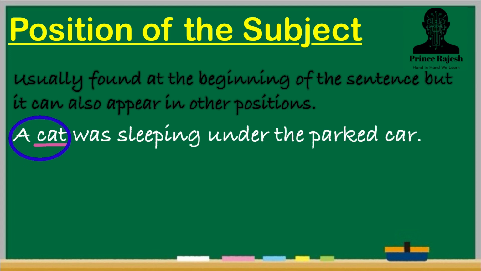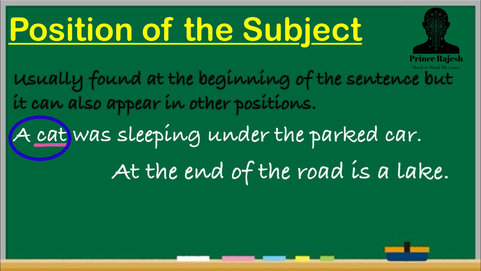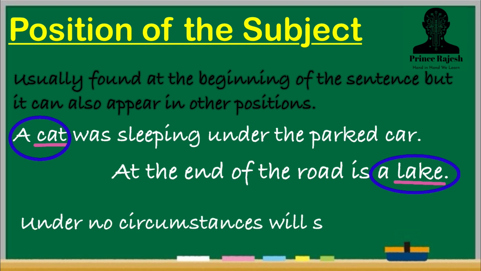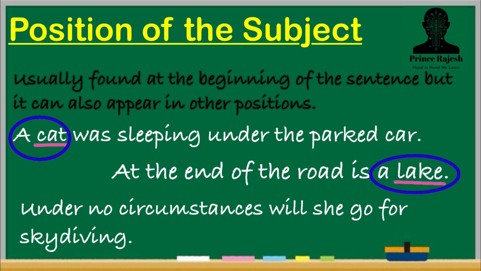Now let's see an example with subject at the end of the sentence. At the end of the road is a lake. Here the sentence is telling something about the lake, so a lake is the subject in this sentence. Now let's see an example with subject within the sentence. Under no circumstances will she go skydiving. Here the sentence is telling something about she, so she is the subject in this sentence.